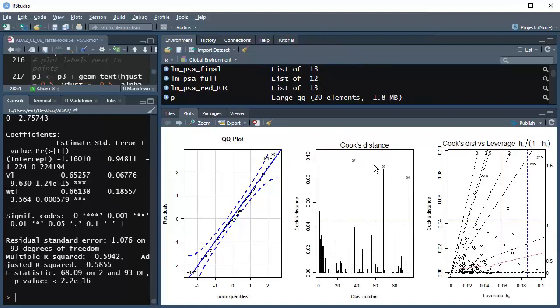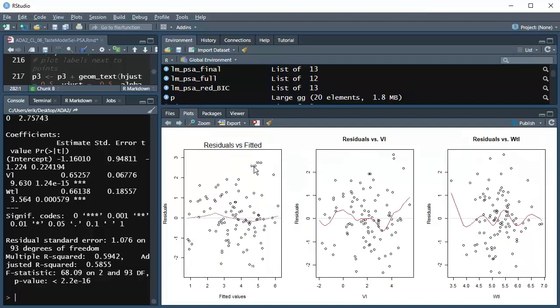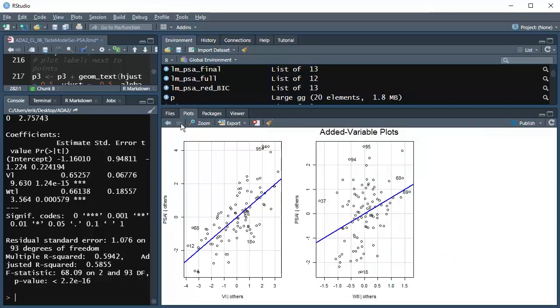37 and 94 are still important, though 68 has become more influential than 94, and it's because 37 and 68 both have high leverage. So we'll keep our eyes out on those. These residual plots still look really great. We don't have one for age anymore because age is not in the model.